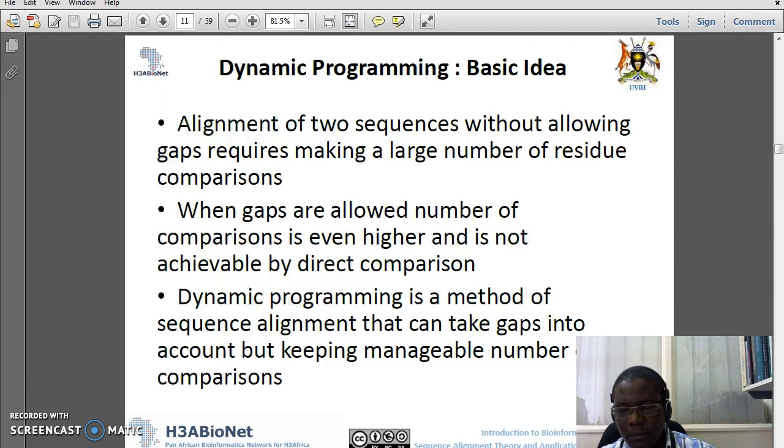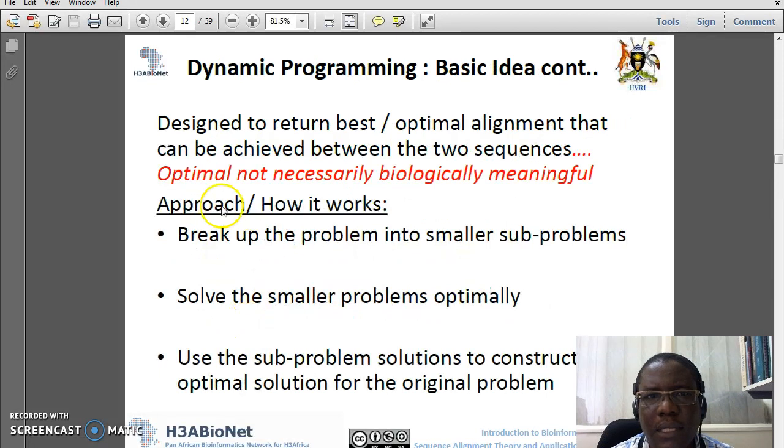The idea is it somehow finds a way of keeping the comparisons manageable by carrying out the operation in a stepwise manner. Just to recap, the dynamic programming ideas for pairwise sequence alignment are designed to return the optimal alignment that can be achieved between your two sequences. But remember that it could be optimal or the highest scoring, but does not mean it's necessarily the most biologically meaningful. You always have to keep that in mind.